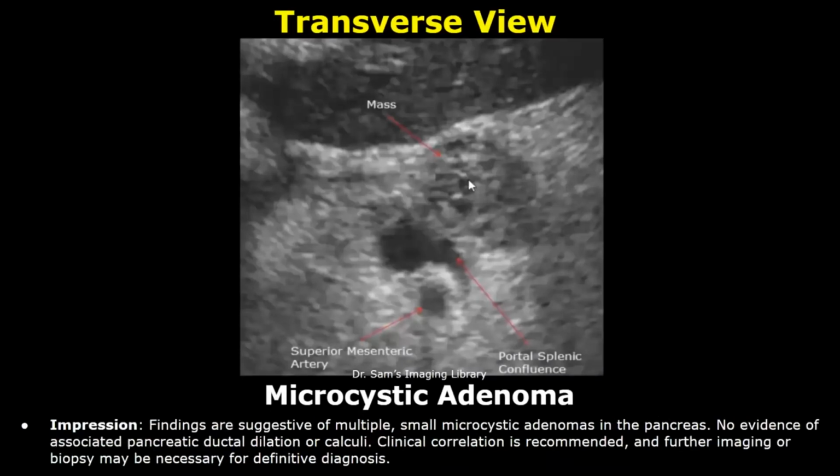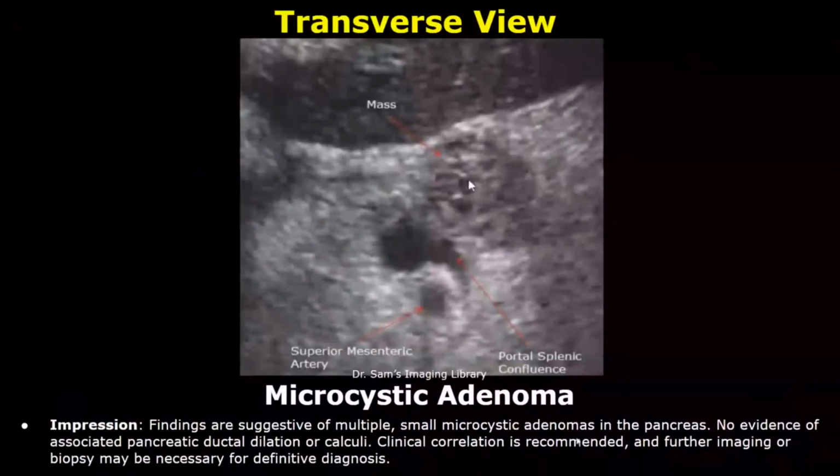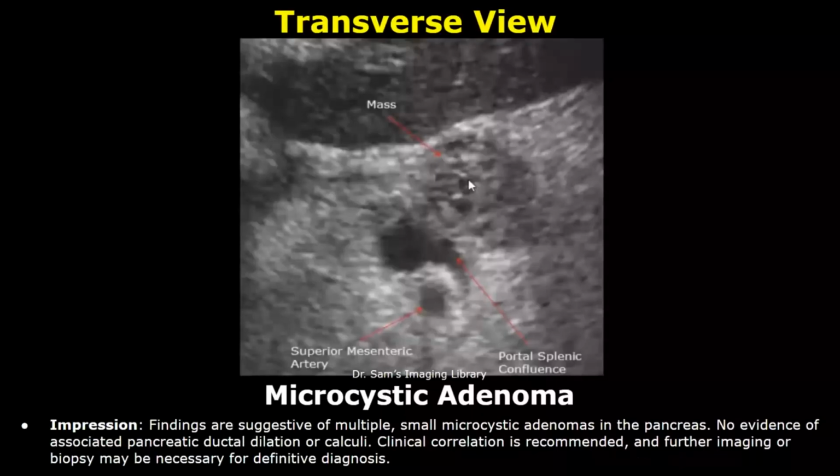In the impression, we can write findings are suggestive of multiple small microcystic adenomas in the pancreas, and in the end we must write clinical correlation is recommended and further imaging or biopsy may be necessary for definitive diagnosis.